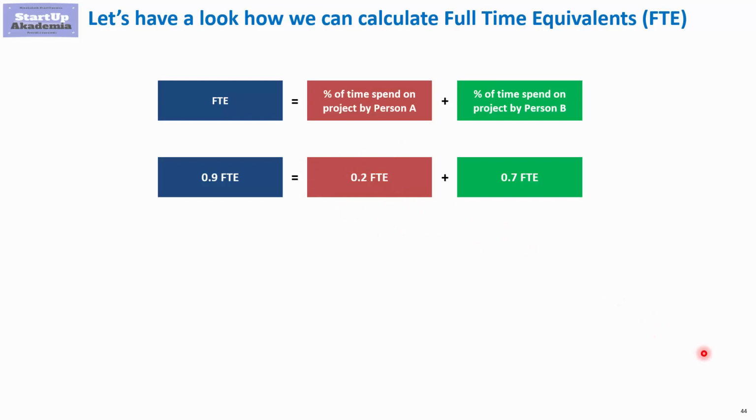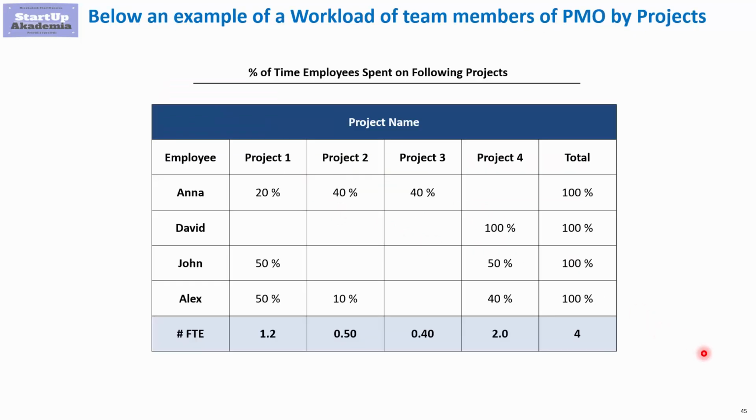Now, let's have a look at how we can use that in practice. So we have here an example of a project management office where we've got 4 people and 4 different projects. Here you can see what percentage of their time they spent on each and every project. As you can see, they're fully occupied. For example, Anna is spending 20% of her time on project 1, 40% on project 2, whereas John is spending 50% of his time on project 1 and 50% on project 4. If we sum it up, we'll get that on project 1, we have 1.2 FTE involved. For project 2, we have half an FTE involved. For project 3, 1/4 of an FTE, and project 4 has 2 FTE.